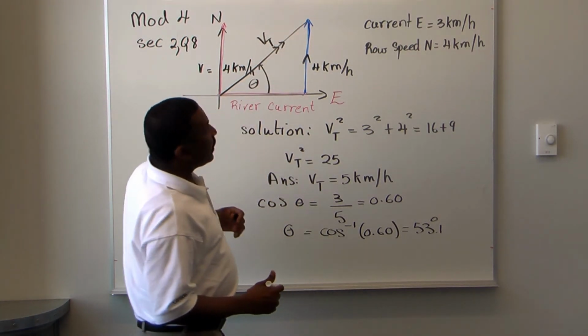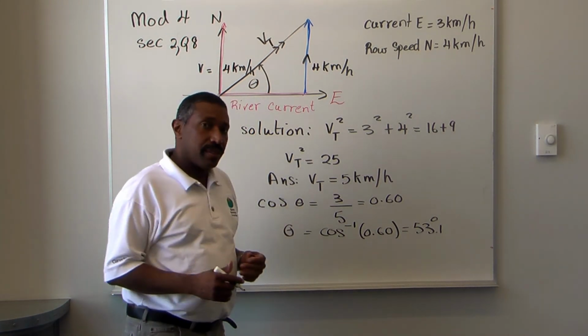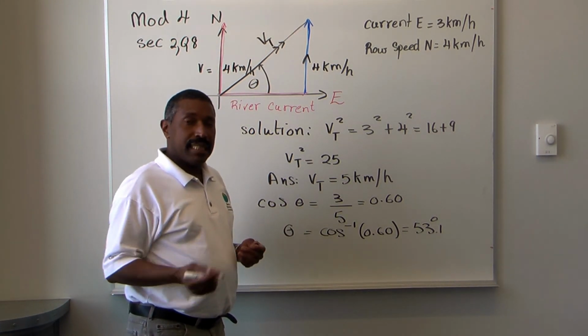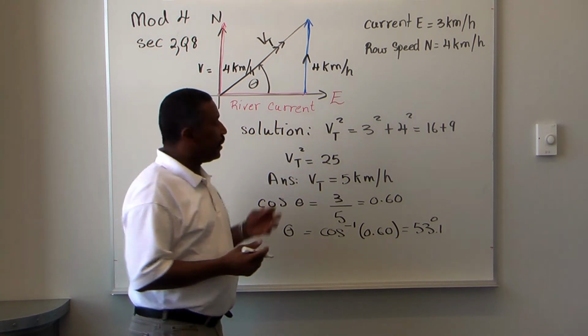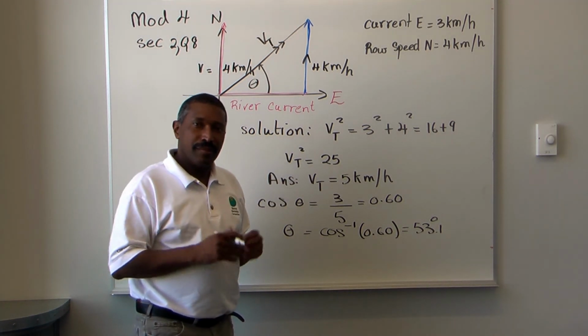Now the second part I've left for you to do. They're asking how long will it take for her to cross the river. And again, that will be t is equal to s over v. I know you can handle that. So that is our solution. Very nice question.